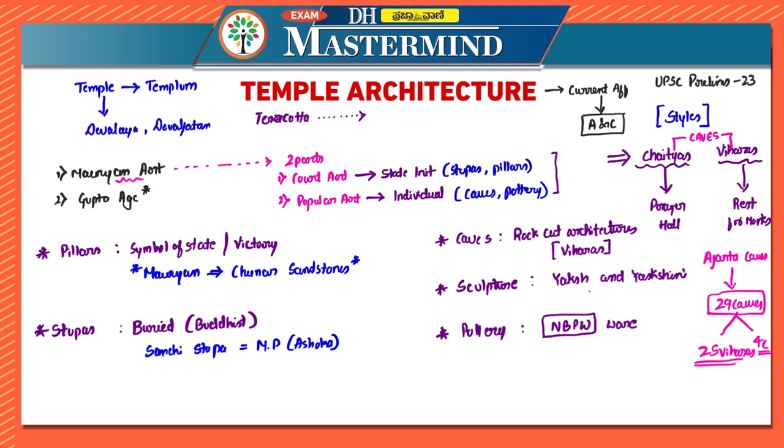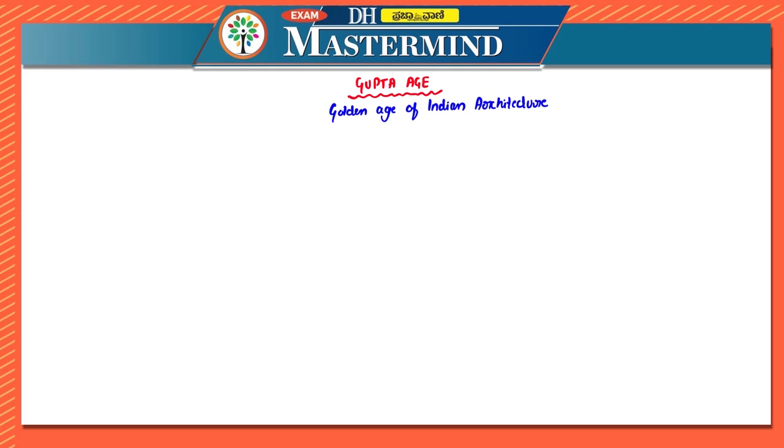That is, Mauryan age we discussed, and also in the post-Mauryan age we discussed. In the next slide, we'll be discussing about Gupta age, because Gupta age is the golden age of Indian architecture. One most important point with respect to Guptas which we have to remember is that they were Brahmanical by religion, but they were very tolerant towards other religions as well. That is, Buddhism also and Jainism also.